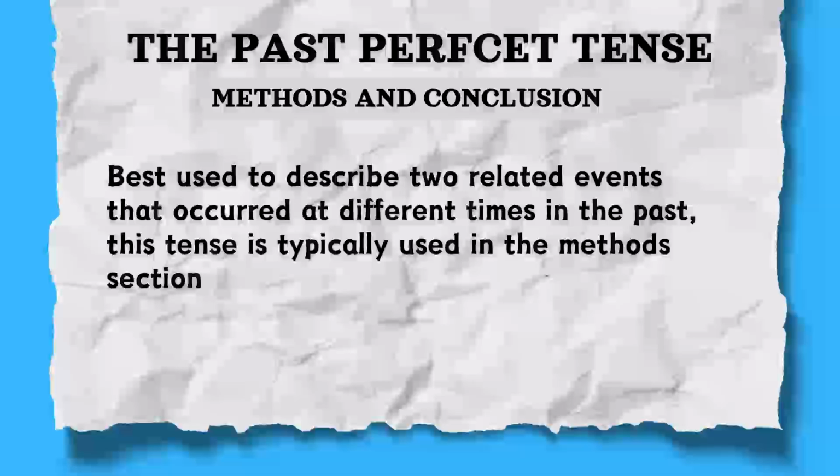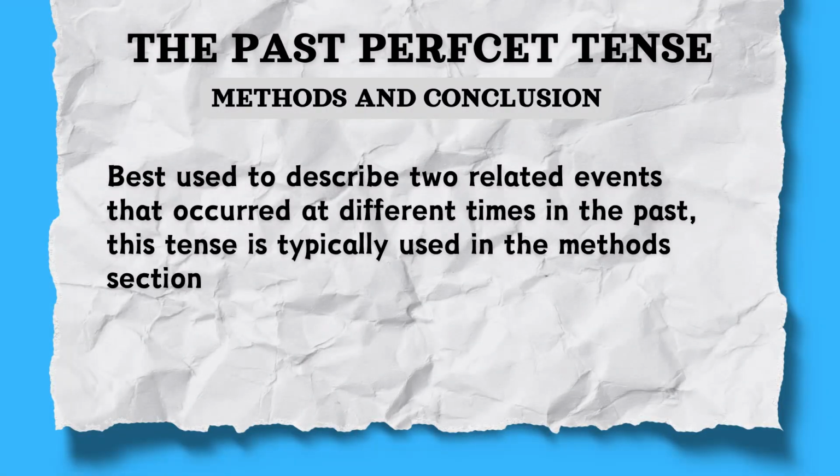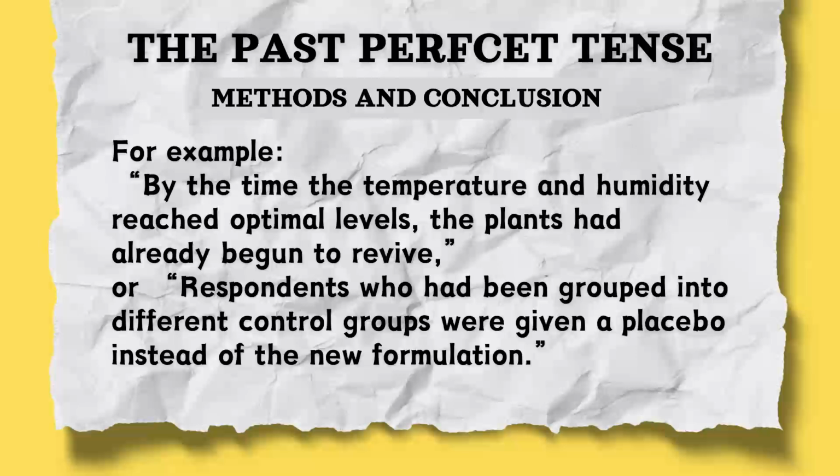Next is the past perfect tense for methods and conclusion. The past perfect tense is best used to describe two related events that occurred at different times in the past. This tense is typically used in the methods section, especially when describing earlier stages of the experimental procedure. For example, by the time the temperature and humidity reached optimal levels, the plants had already begun to revive.